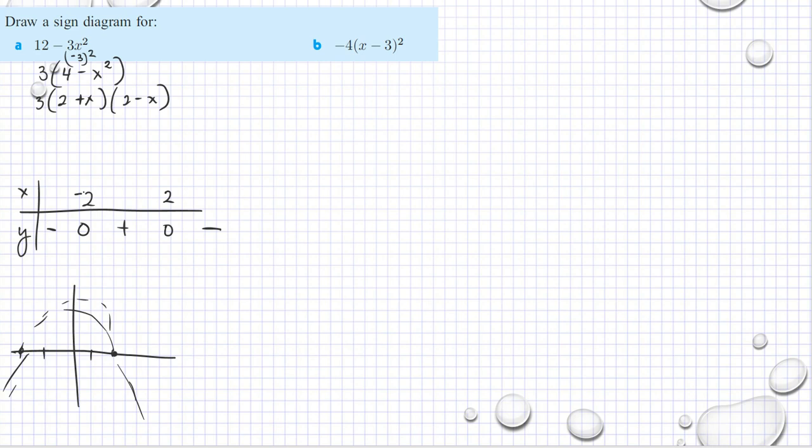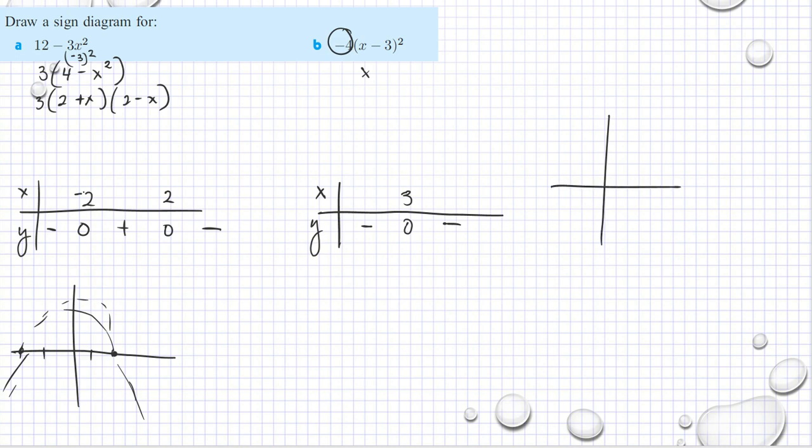Okay, this one, we have x, y. We have only one root, that is when x is equal to 3. So we have 0 there. Okay, before that, it doesn't matter, it's always negative because of this negative. So my graph should look like this. 1, 2, 3, that one, and go that one.